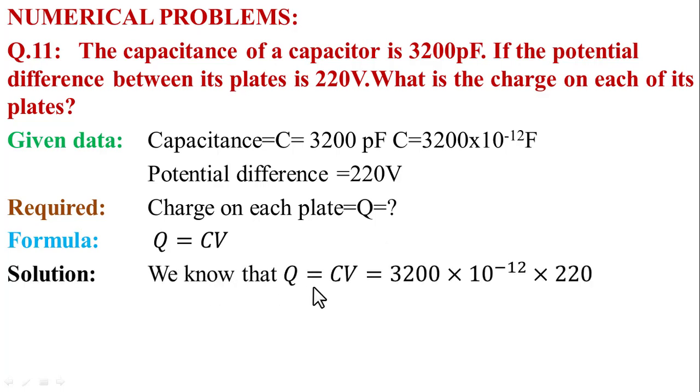We know that Q is equal to CV, putting the values. The value of C is 3200 multiplied by 10 raised to power minus 12 multiplied by 220 volt. So we can change the answer into microcoulomb. Then Q is equal to 0.704 microcoulomb. Now let's start the next numerical.